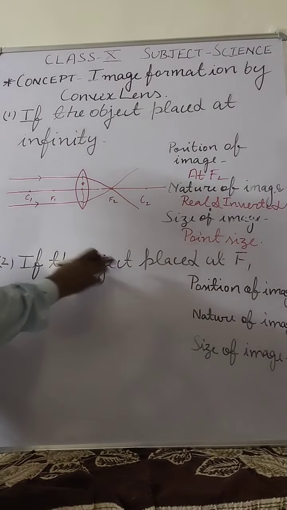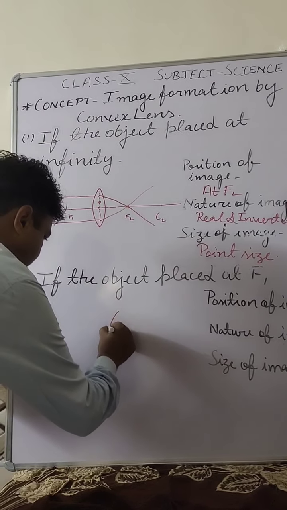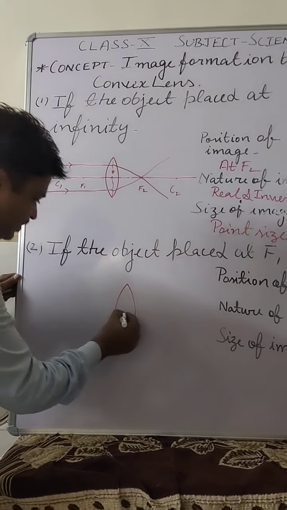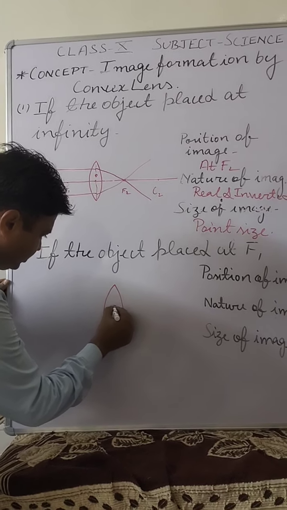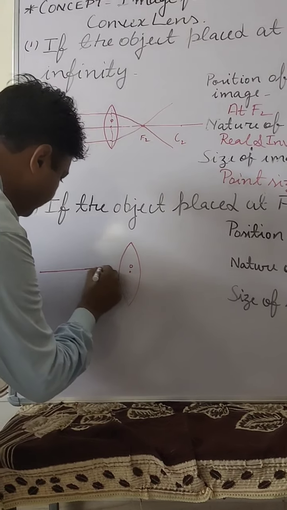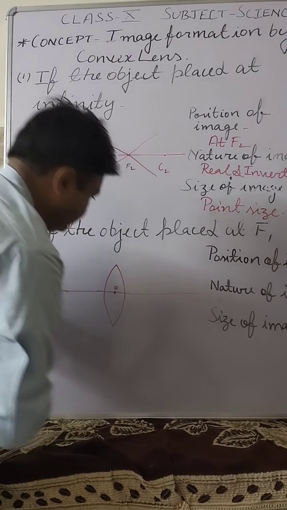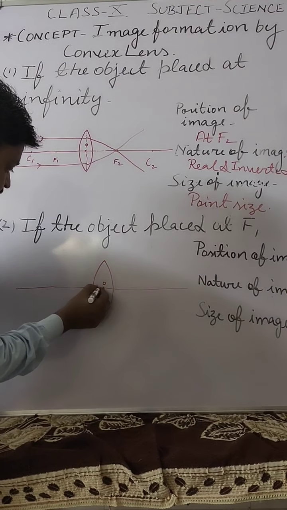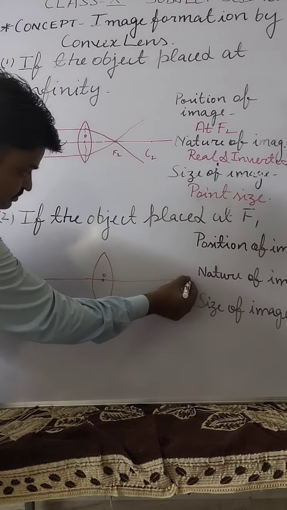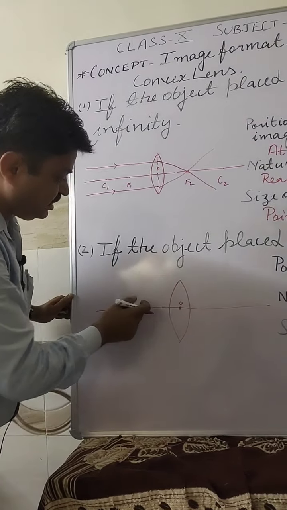Now we will do the next ray diagram like this. It is again the convex lens. Again we will draw the optical center here, a point. Now we draw the straight line on which we will show the principal focus, and this line is known as the principal axis. What do we call it? Principal axis.